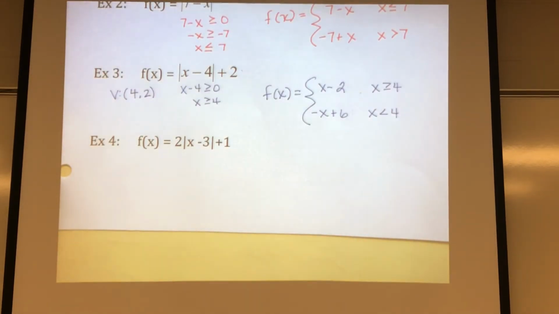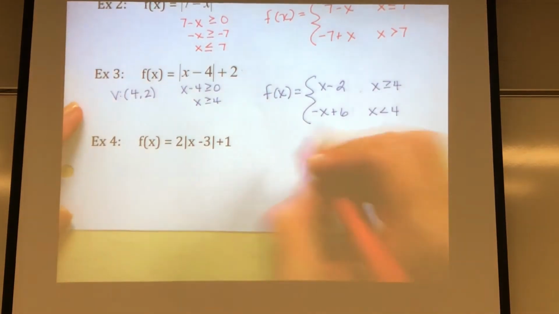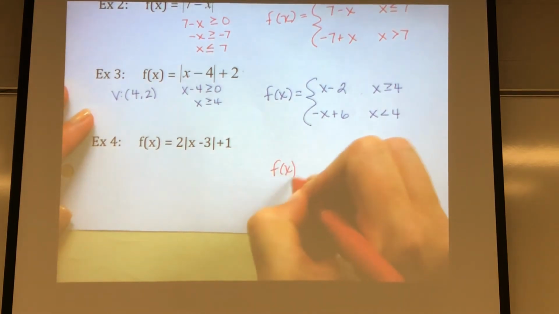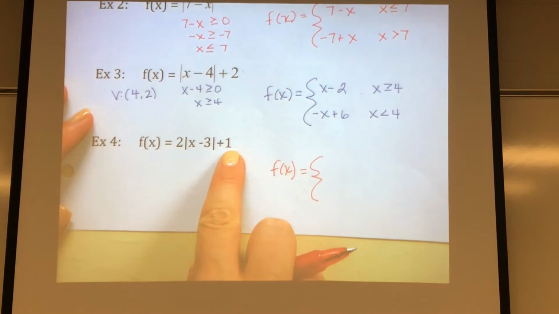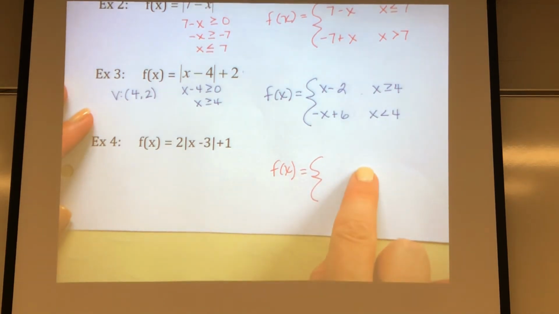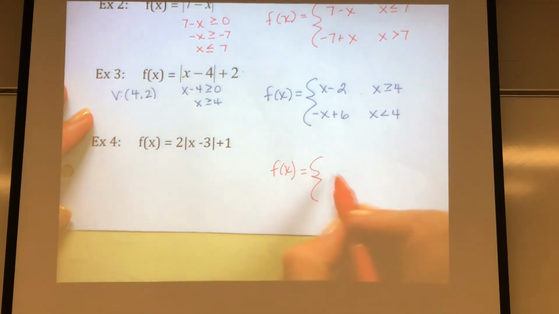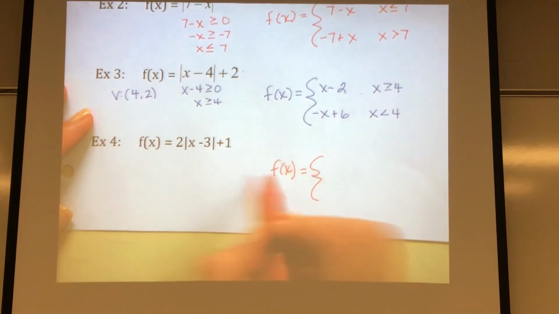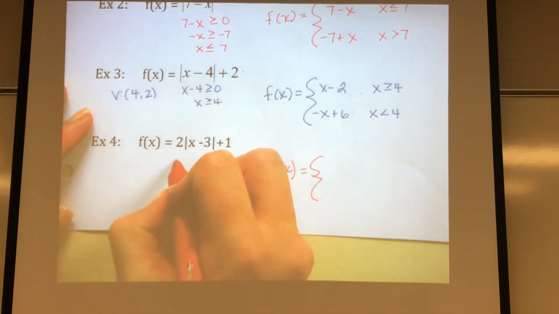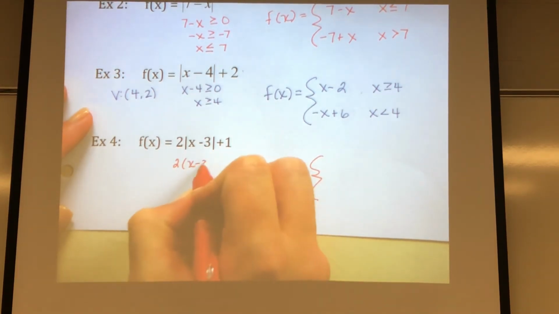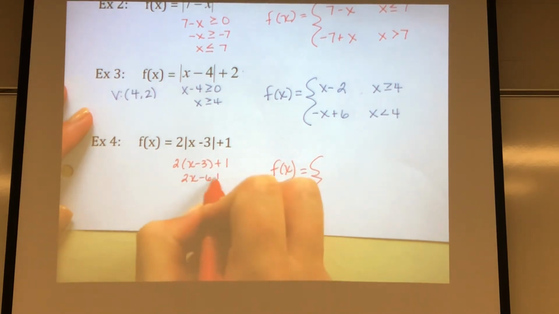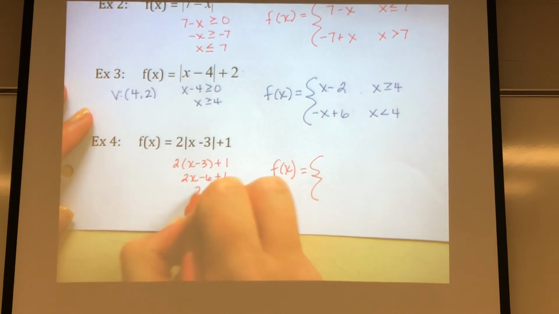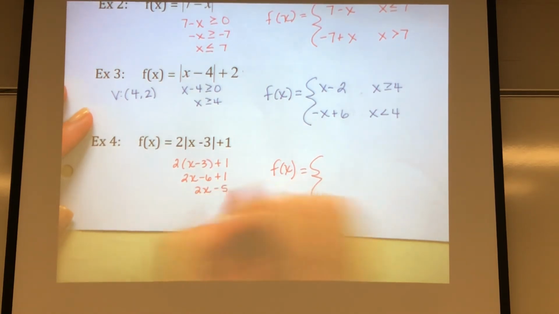All right, last one. Same as all the rest. We want to keep this the same for our first line, but we want to do it simplified. So instead of me writing it here and then erasing it, I'm going to simplify over here. So we'd have 2 times x minus 3 plus 1, 2x minus 6 plus 1. So that's going to be 2x minus 5.